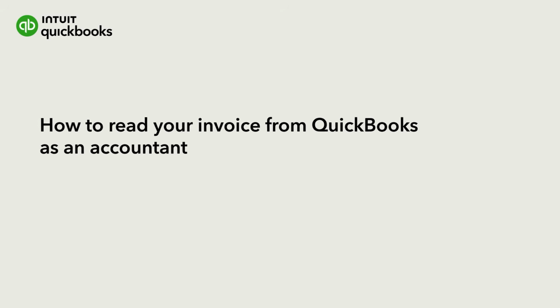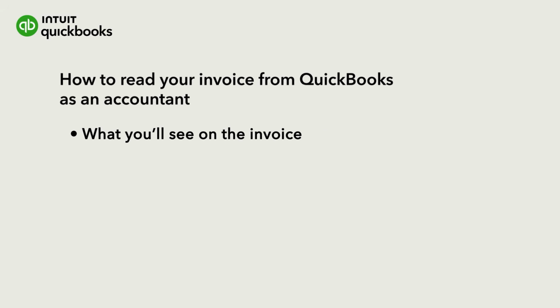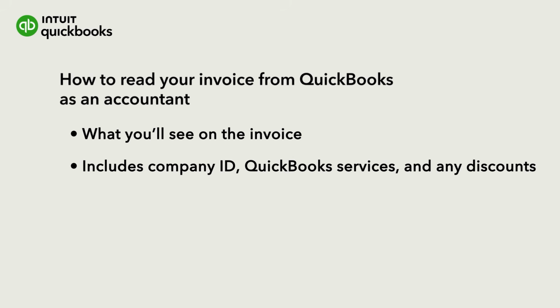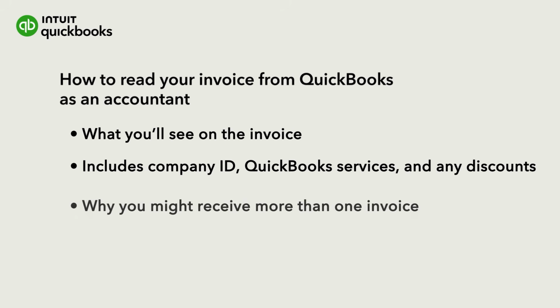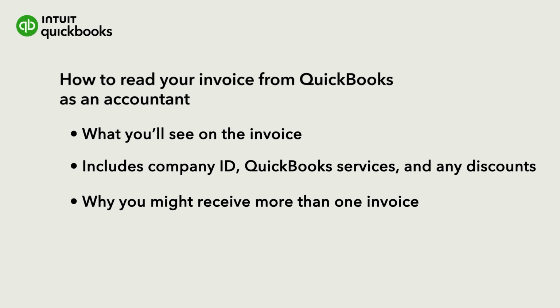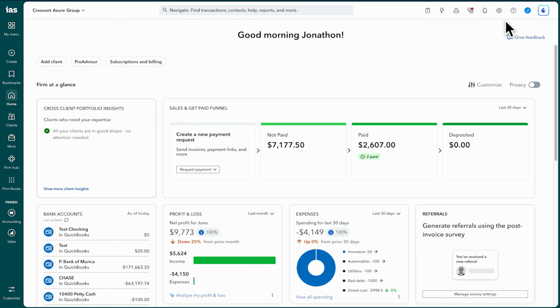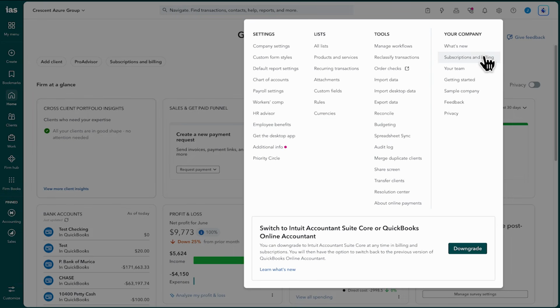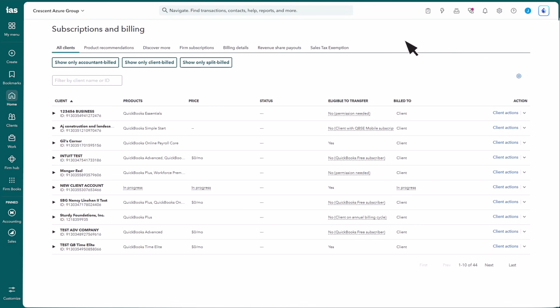Let's go over what you might see in an invoice for your client's QuickBooks services, including their company IDs, the QuickBooks services you're paying for, and where you'll see any discounts you're receiving. We'll also cover why you might receive more than one invoice in a billing period. To look at your billing history, select Settings, Subscriptions and Billing, then select Billing Details.